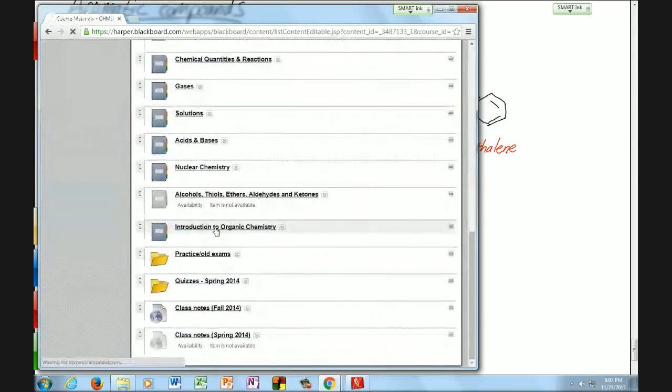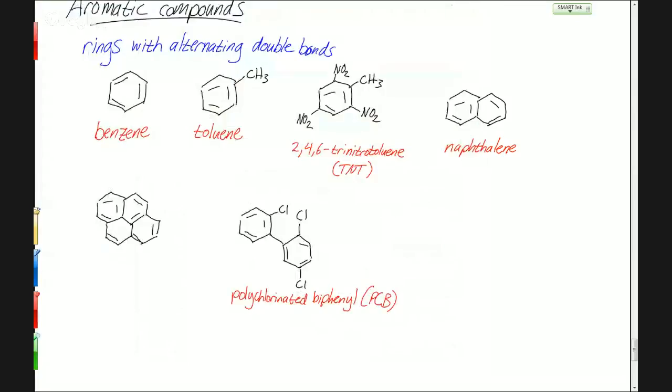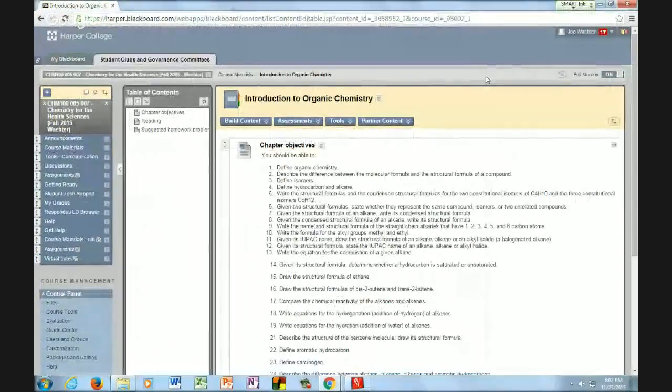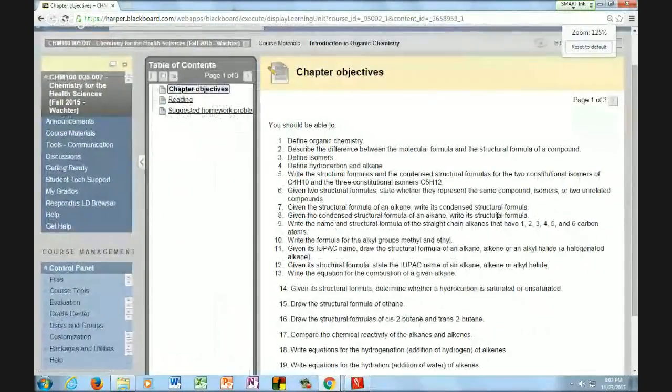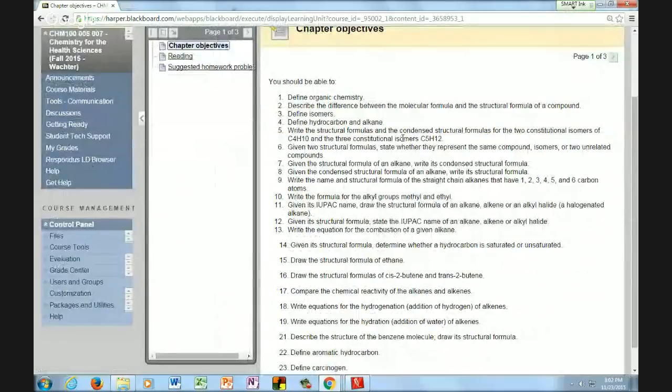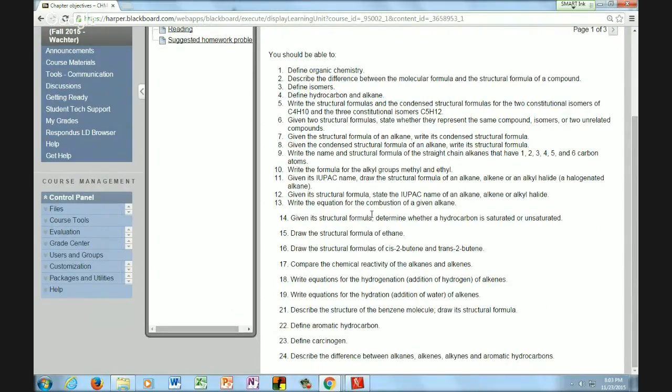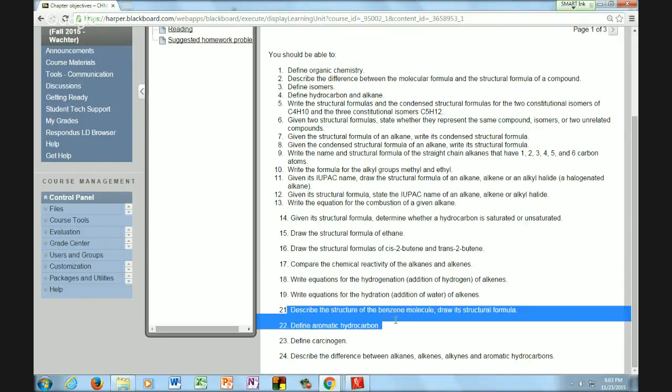If you go into the organic chemistry chapter right here, I'll make this bigger so everybody can see. All right, so you're writing formulas of isomers, formulas from names, names from formulas, from the condensed and structural formulas, saturated versus unsaturated ethane, some hydrogenation reactions and hydration reactions, which is what we just talked about, and then the benzene molecule and the aromatics.